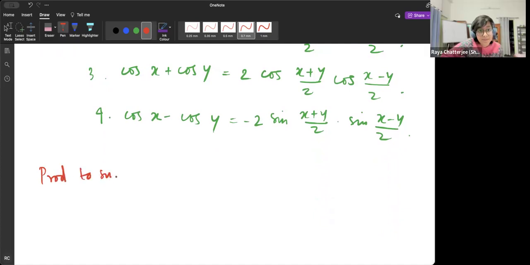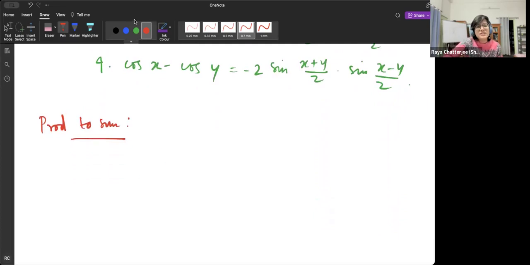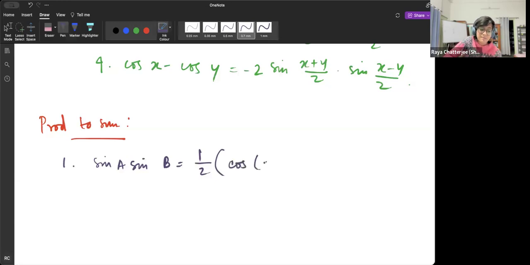Product to sum. The product to sum identities come directly from the sum to product. You just need to be able to do the perfect substitutions in order to get them. So they're not that hard to see. We just add the sum to products and then divide by 2, and then we get the product to sum ones. I'm just going to write them. There are only 3 here, so not a major issue.